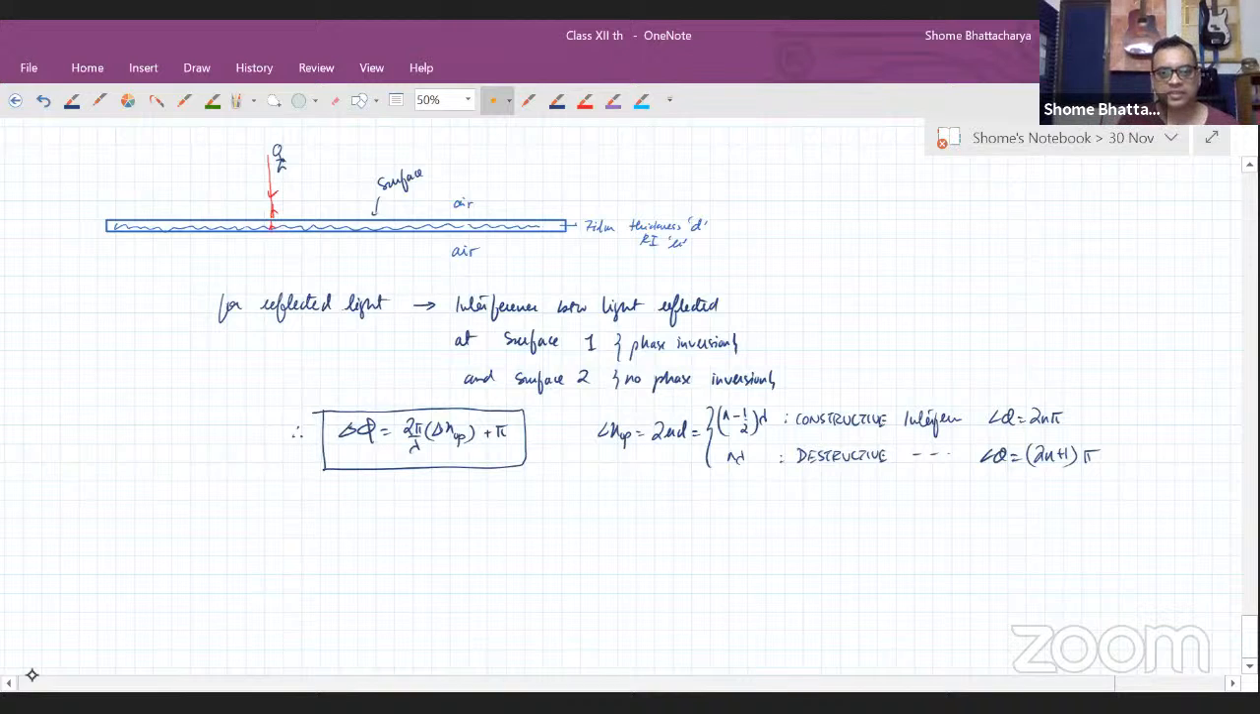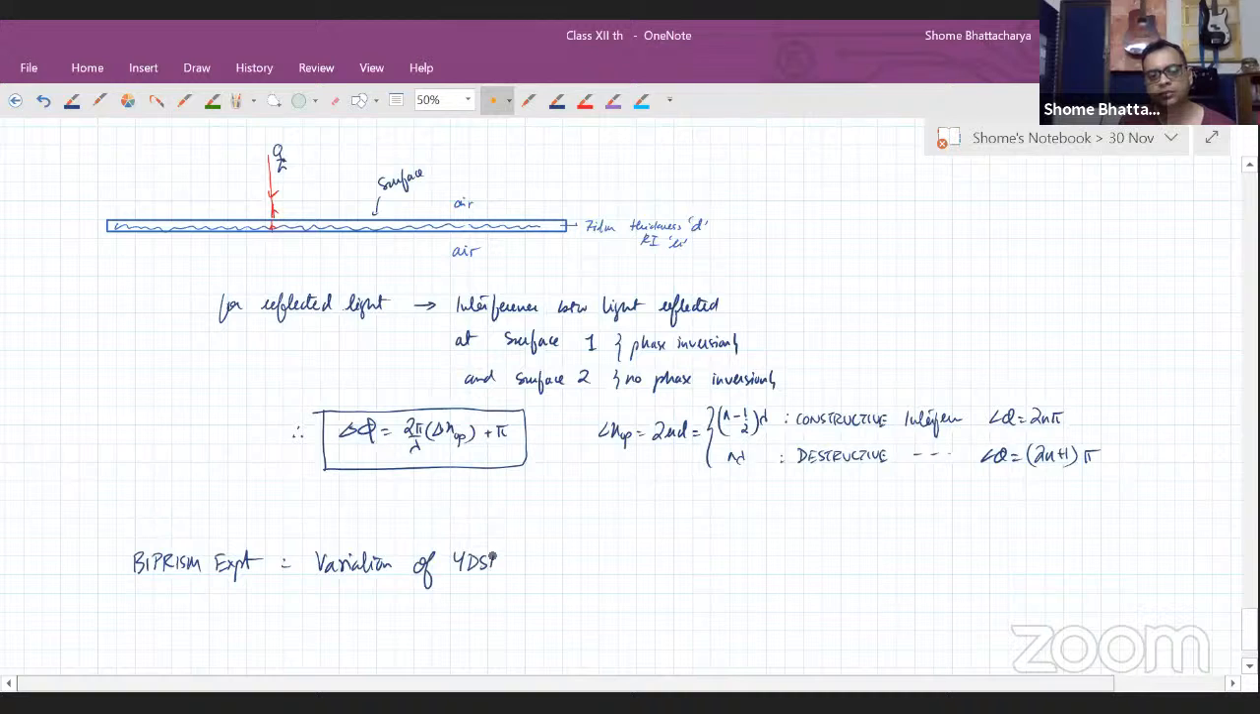Now, next thing we will discuss is the biprism experiment, and I'll show you an example or two of calculation in that. As it is a variation of YDSE, very similar to the case we had taken of the lens cut into two, and making use of the lens to create two virtual secondary point sources which are coherent. Okay, so let's take a quick 5-minute break and we'll discuss after that.